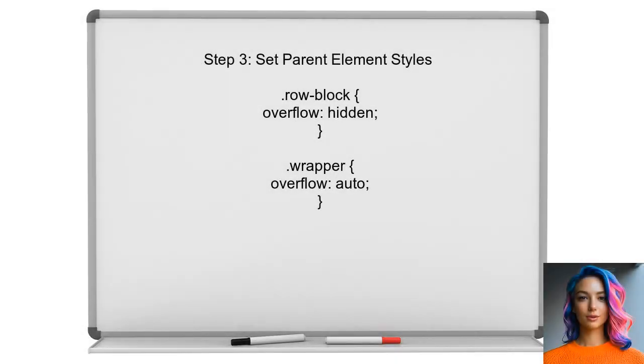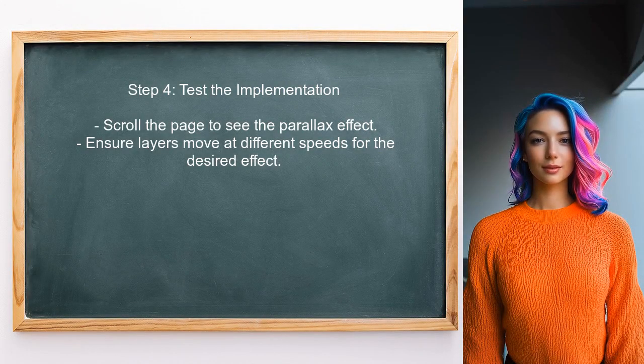Now the user needs to ensure that the parent elements of the parallax layers also have the correct styles. This includes setting the overflow properties to allow scrolling without clipping the layers. Finally, the user should test the implementation by scrolling the page. If everything is set up correctly, the parallax effect should now work as intended when scrolling down the page.